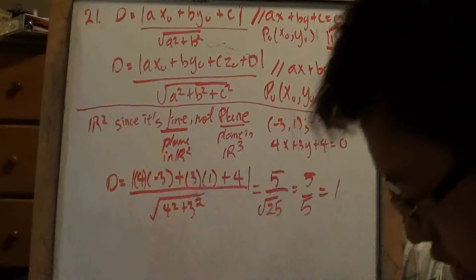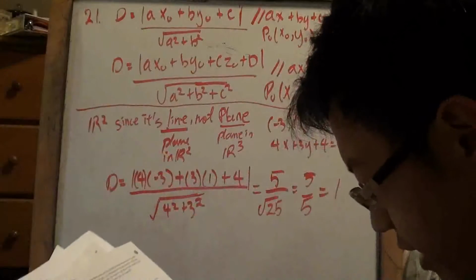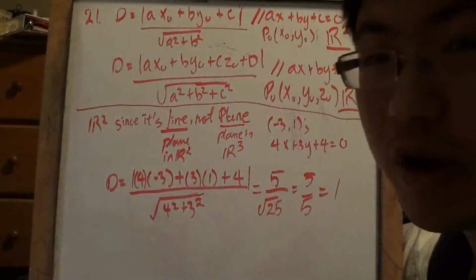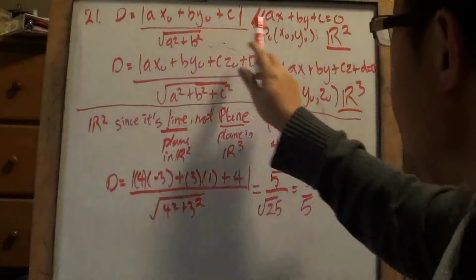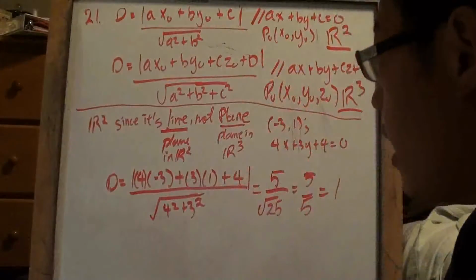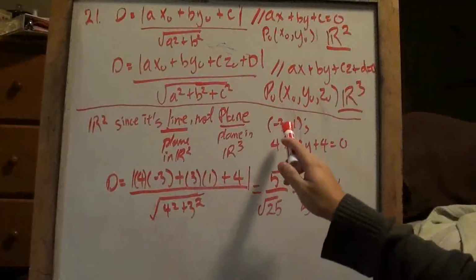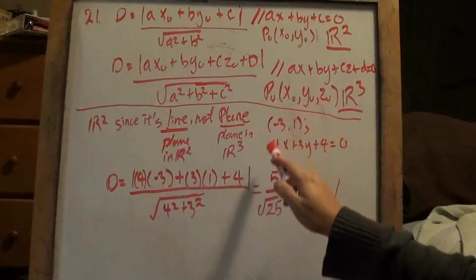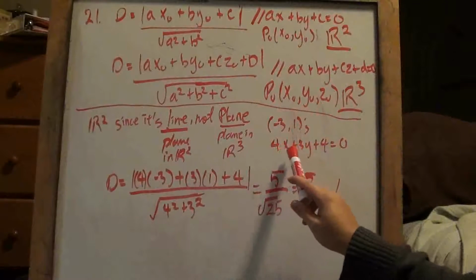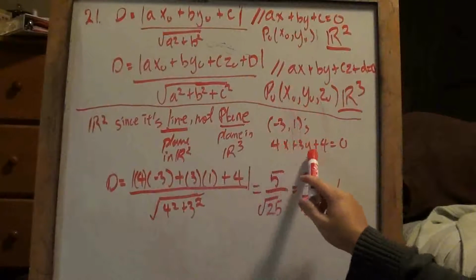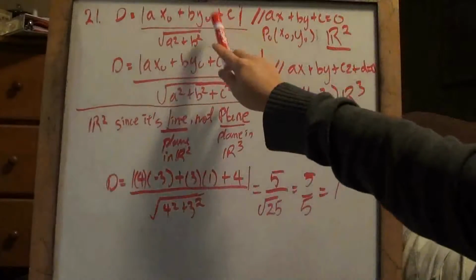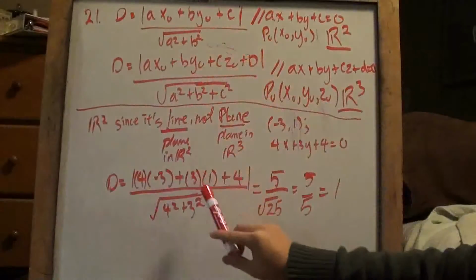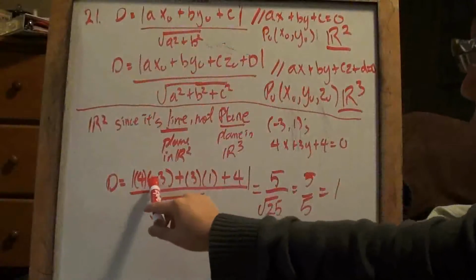Here the question says, find the distance between a point and a line. Whenever they say the line, the first hint should be, oh, I'm using this equation, because the plane is a line, right? And there are other hints too if you look at the equation. This is what we're given. You see that the equation has x and y only, therefore it must be two-dimensional. So therefore we must be using this equation. Set that equation up and plug in the appropriate numbers.